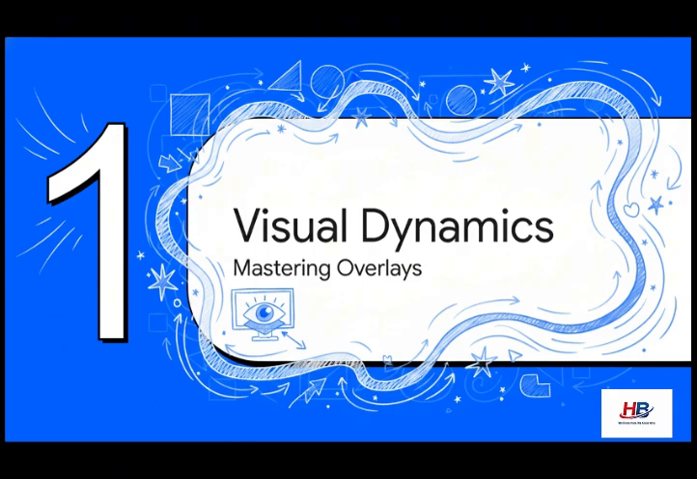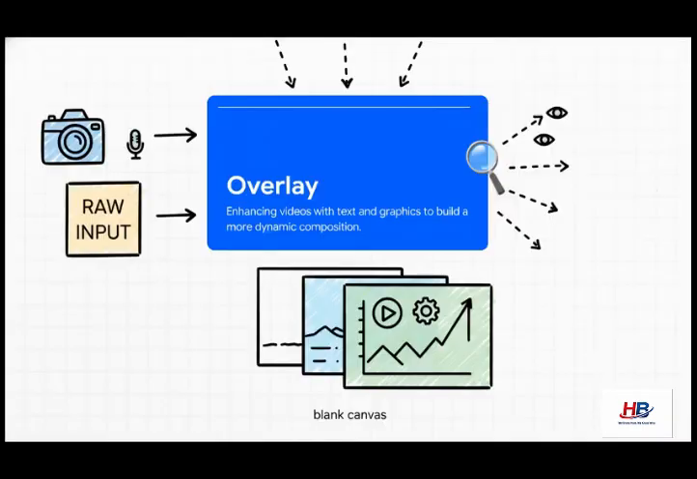Let's lay the groundwork. The big foundational term we need to anchor to right now is overlay. Basically, this is the critical first step to taking a bare-bones video and making it a truly engaging composition. You're enhancing your base media with text and graphics. Think of your raw video, a talking head or a sweeping landscape, as your base layer. When you place purposeful information on top of that, you aren't just decorating it, you're actively guiding the viewer's cognitive processing. In pro video production, an overlay is all about establishing visual hierarchy.